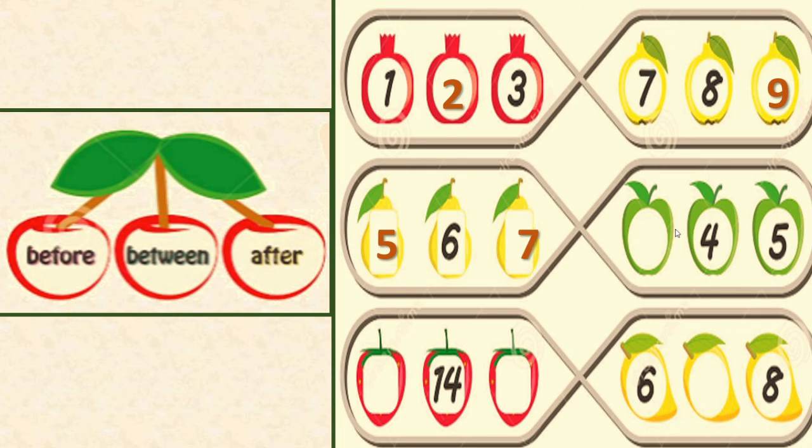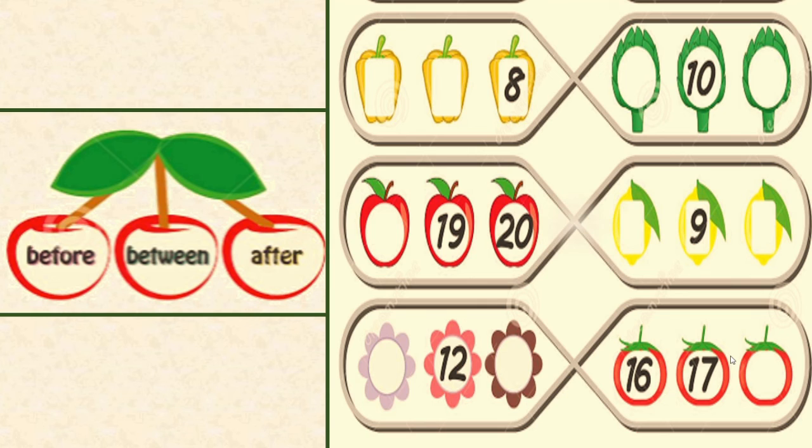Very nice. Here 4 and 5 is given. Yes, here we have to write the before number of 4, that is 3. Very good. Here 14, in between number is given. We have to write before and after, that is, yeah, very nice. 14 is given and 15, correct? And here we have to write the in between number, that is, yes, come on, tell me, you are right, that is 7.